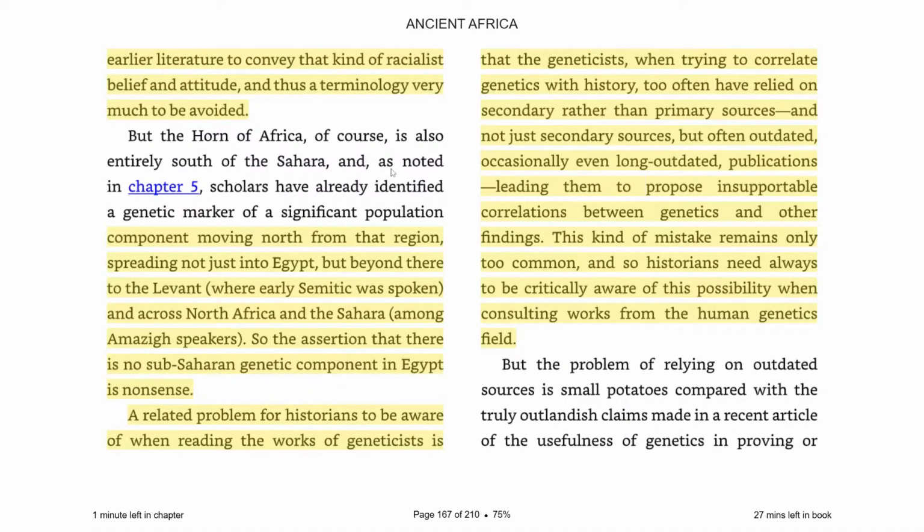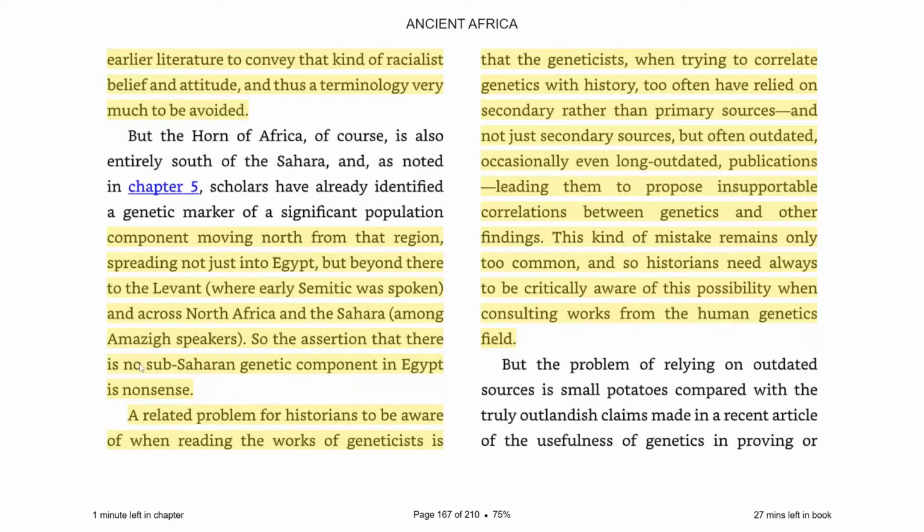Now it says, and as noted in chapter 5, scholars have already identified a genetic marker of a significant population component moving north from that region, spreading not just into Egypt, but beyond there to the Levant, where early Semitic was spoken, and across North Africa and the Sahara among Amazigh speakers. So this sub-Saharan component and element gradates all the way from the southern portion northwards, even into the northeast. Now it says, so the assertion that there is no sub-Saharan genetic component in Egypt is nonsense.